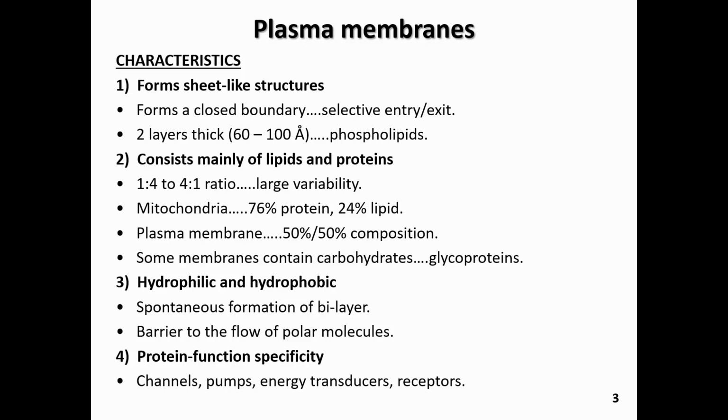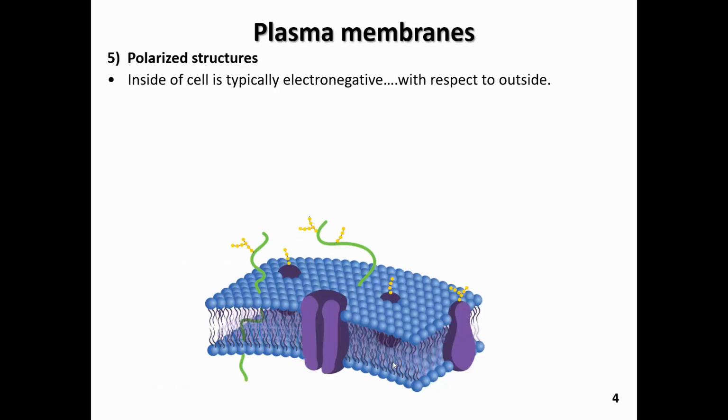The different proteins embedded in the membrane do have a specificity with respect to function, and we'll address this a little bit later in this video with respect to channels, pumps, energy transducers, and receptors. And so these are essentially 4 different functions depending upon the type of protein embedded in the membrane.